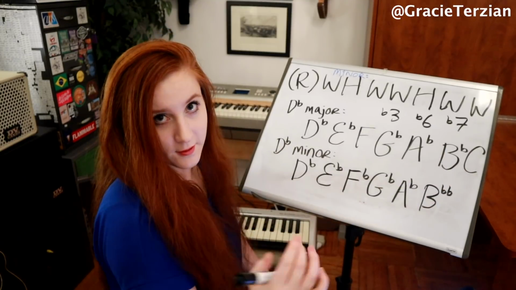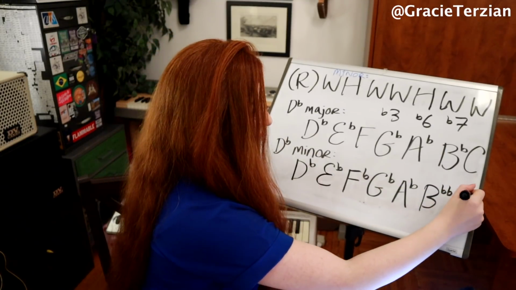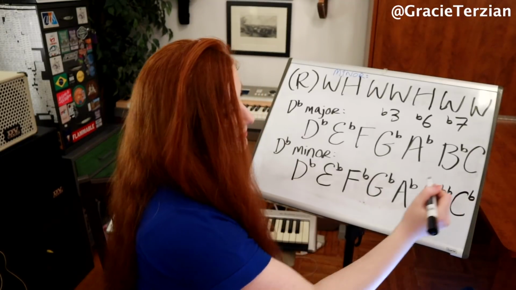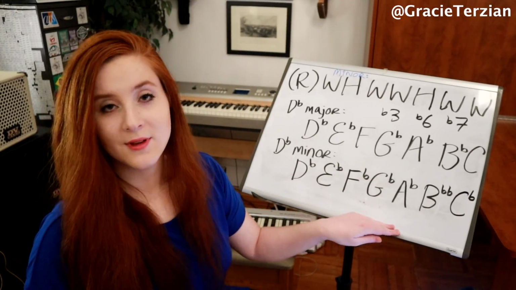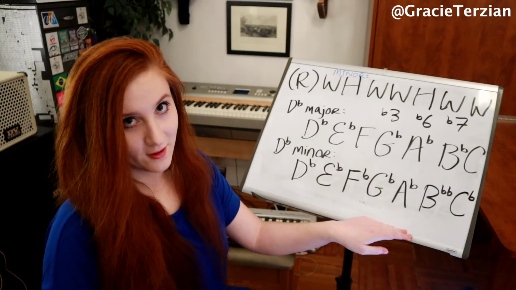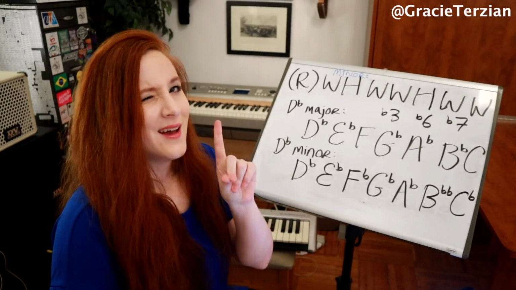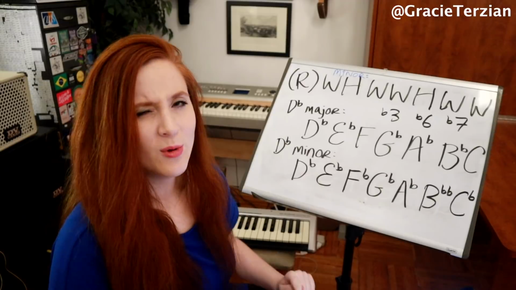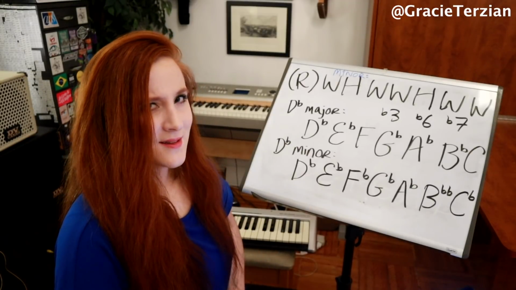And the last one, the 7th degree, I need to flatten that one as well. So this is going to turn into a C flat, okay? So these are the notes in my D flat minor scale. But wait a second, I see a little red flag. There's a double flat right here. I don't think that's allowed, is it, right?